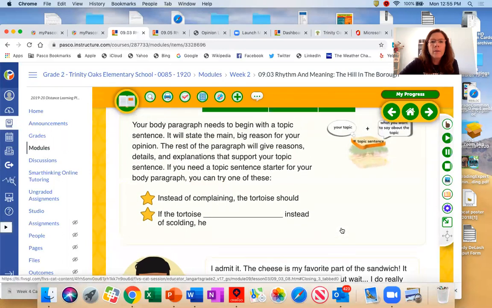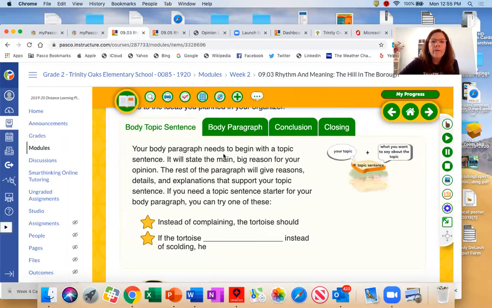So it's talking about your body paragraph needs to begin with a topic sentence. It will state the main or the big reason for your opinion. The rest of the paragraph will give reasons, details, and explanations that support your topic sentence. Now, if you need a topic sentence starter for your body paragraph, they gave you 2 choices.